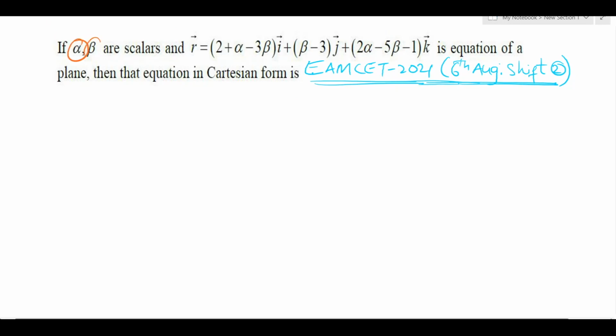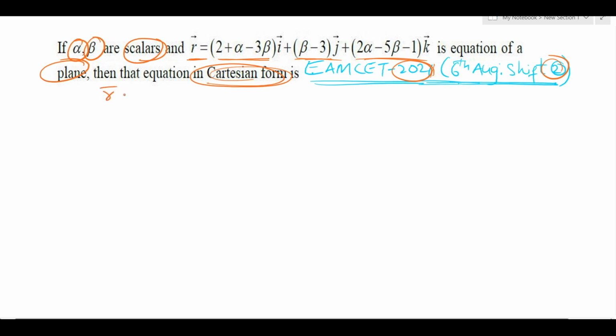If alpha, beta are scalars and r bar is equal to (2 + alpha − 3 beta) i bar + (beta − 3) j bar + (2 alpha − 5 beta − 1) k bar is the equation of a plane, then find the equation in Cartesian form. This is EAMCET 2021, 6th August, shift 2 question.